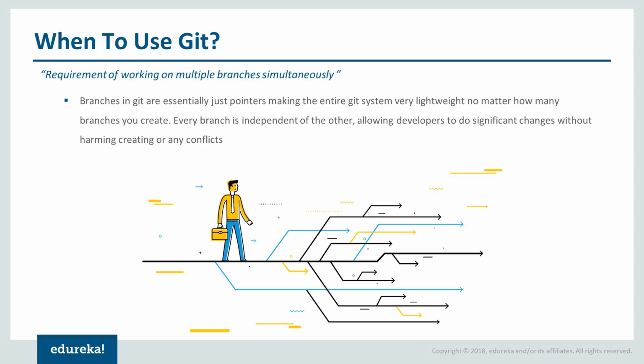Now there is another case: a requirement of working on multiple branches simultaneously. We already saw what branches are; they are just pointers in the Git system. Being just pointers makes them very lightweight and easy to create. So it is not that if I create multiple branches, I might run out of disk space or create some performance overhead. No, they are very lightweight, no matter how many branches I create, and every branch is independent, which means every developer can work in isolation.